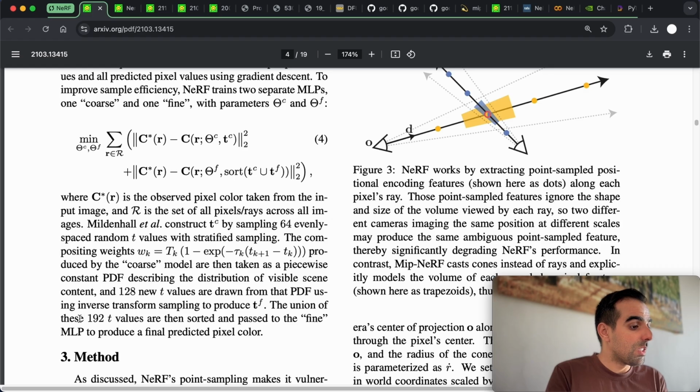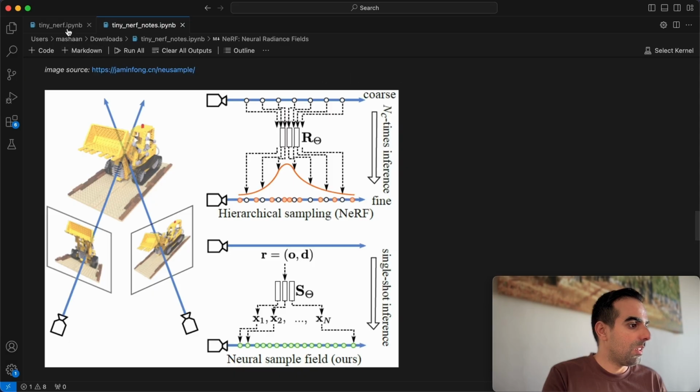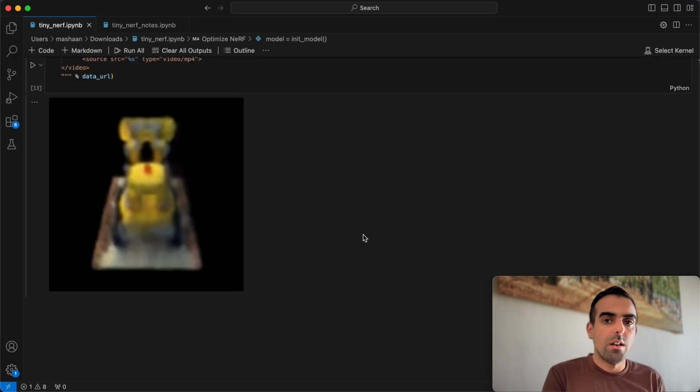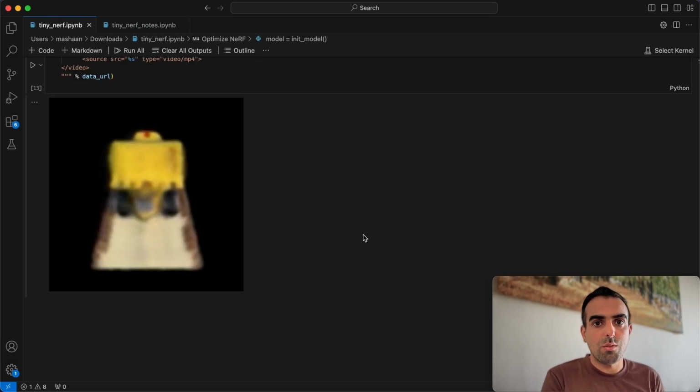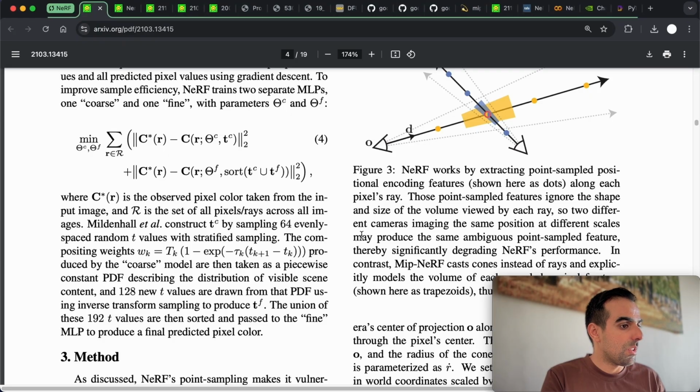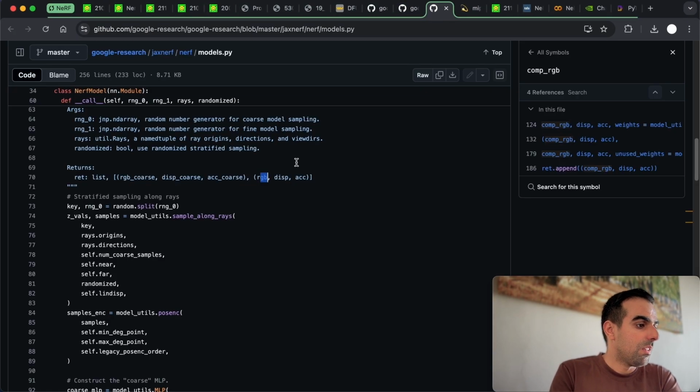The union of these 192 T values are then sorted and passed to the fine MLP to produce the final predicted pixel color. So this wasn't present in Tiny NeRF because Tiny NeRF is just explaining the concept of NeRF, but you can see it clearly in the JAX implementation.